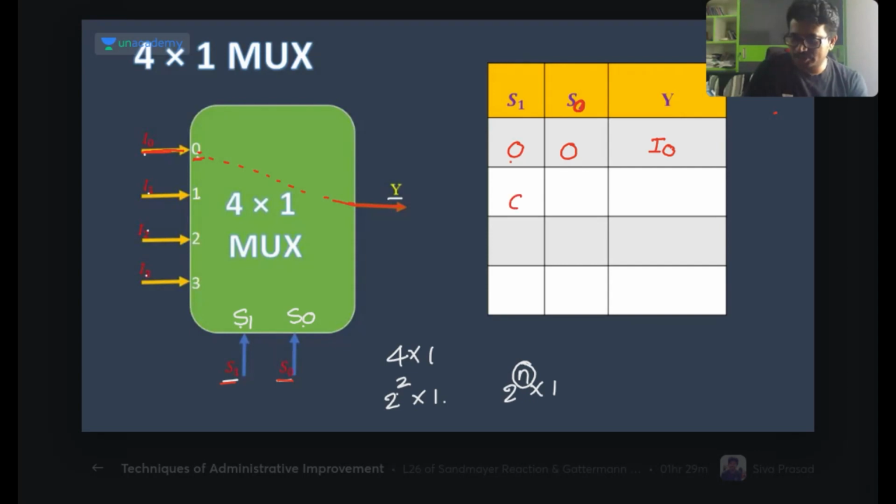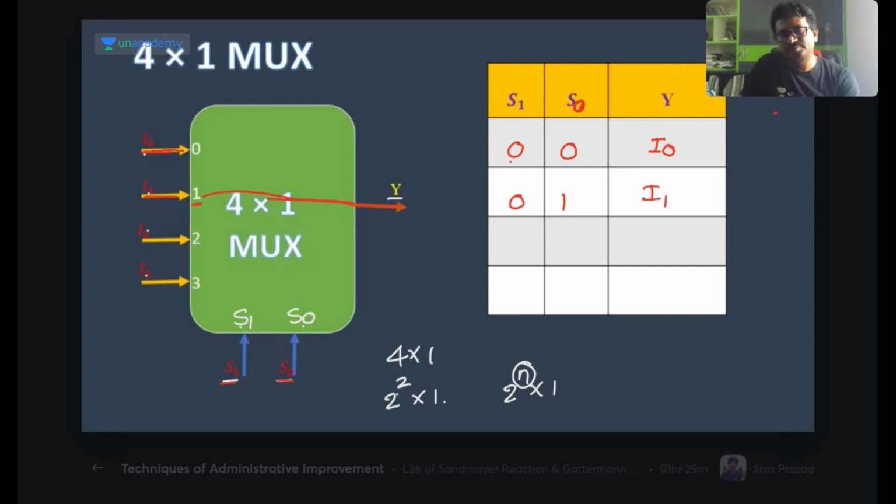If I say both are 0, 1, then what happens? What is the decimal equivalent of 0, 1? The decimal equivalent is 1. So here 1 is connected to I1. That means this connection will be established here, and this will go here. This is I1.